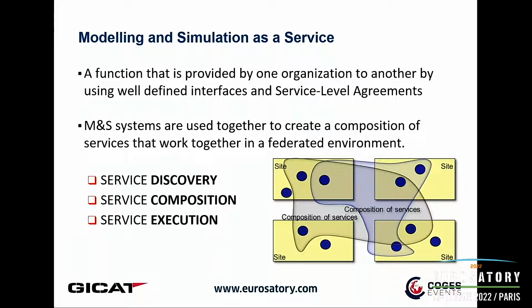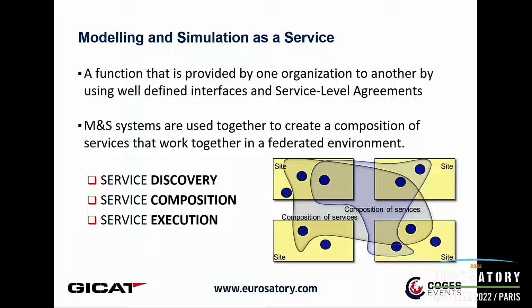So the concept is quite straightforward. Modeling and simulation as a service is basically a function that is provided by one organization to another organization using well-defined interfaces and some level of agreements in terms of what is being exchanged. So basically, one organization takes on the responsibility of maintaining some capability that can provide services or functions as a service through well-defined interfaces, also based on standards. And when we're combining a system, or building or designing a system where we have elements of services, like modeling and simulation services, we do a composition.